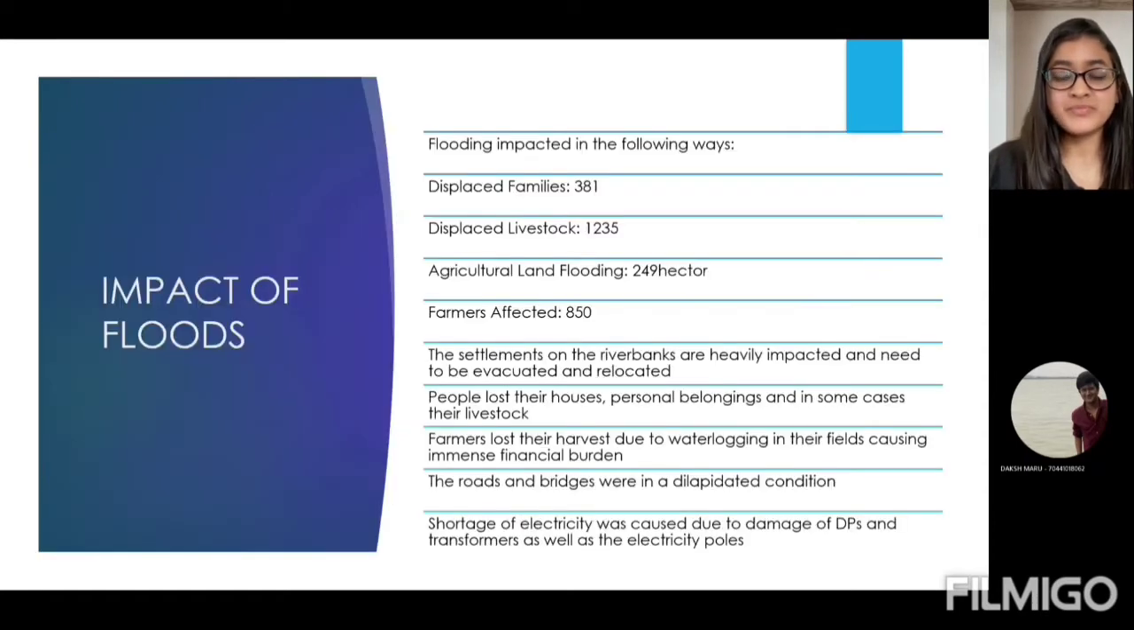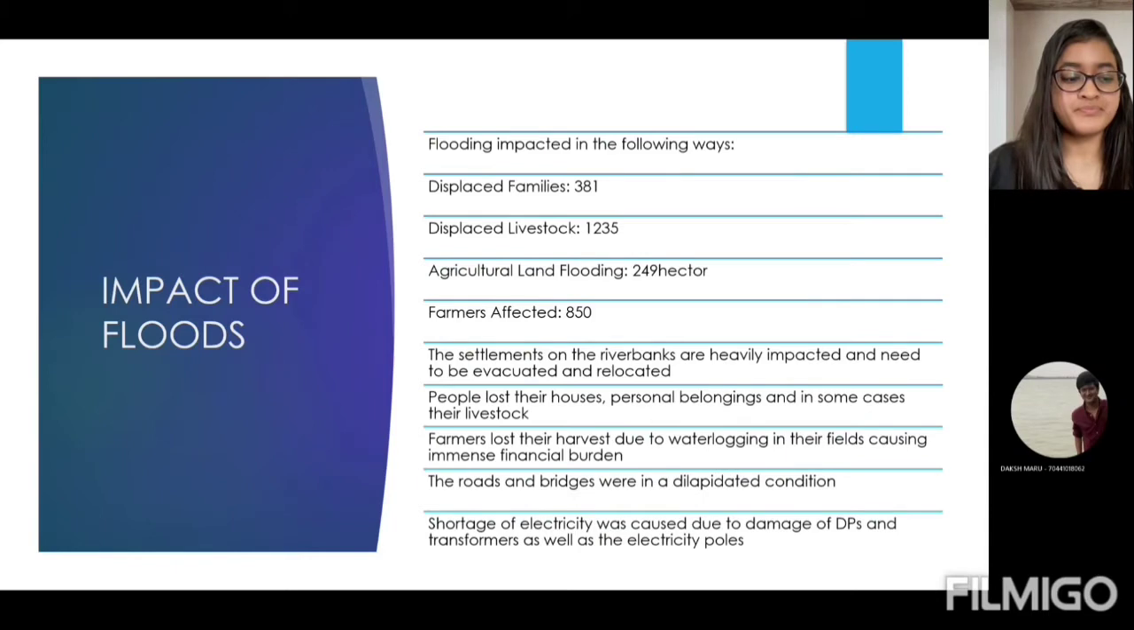Next slide, please. Now we'll look at the impacts of the flood. The flood affected almost 850 farmers and displaced almost 381 families. This also created a huge financial burden on farmers as they lost their crops due to waterlogging, and people lost their personal belongings, houses and livestock due to the flood water entering their village. The electricity shortage was another big cause of chaos.